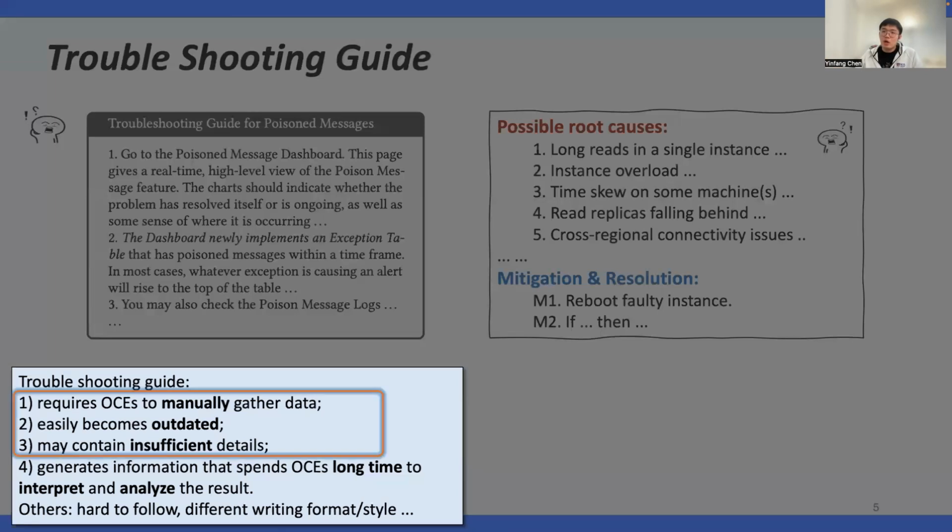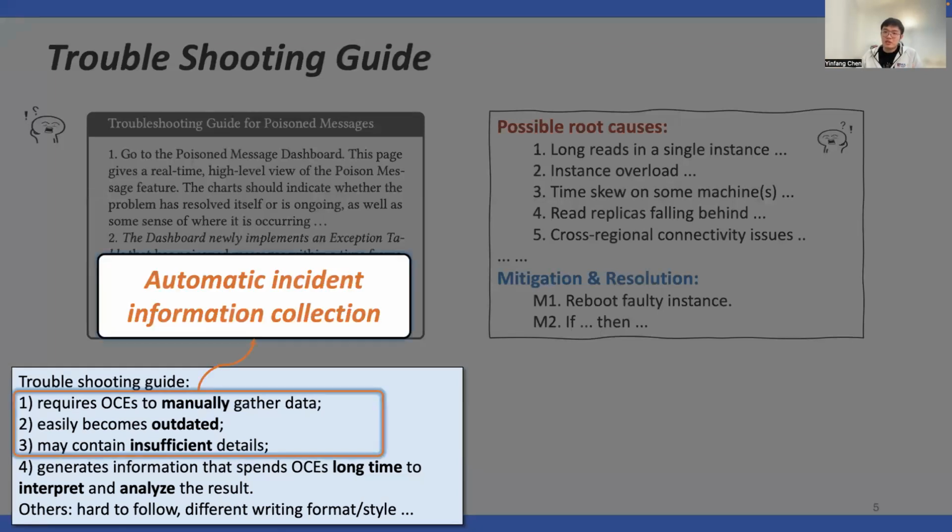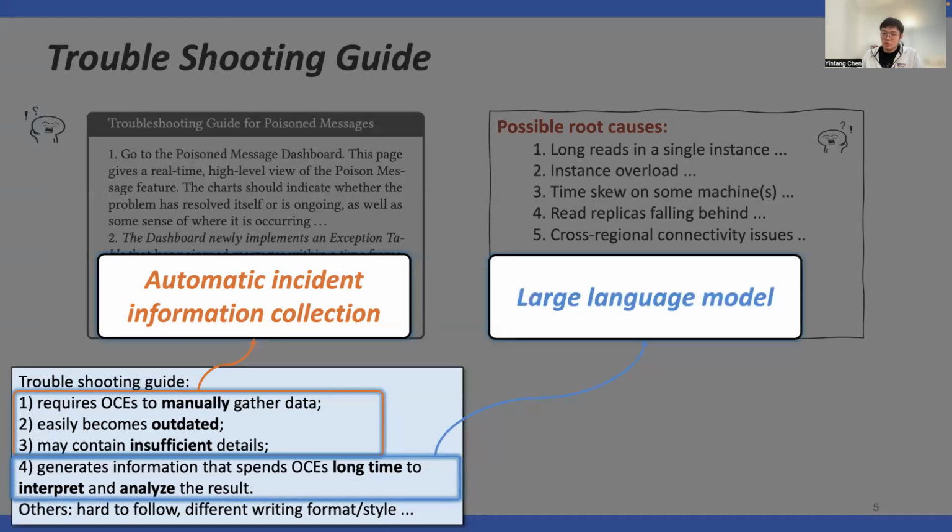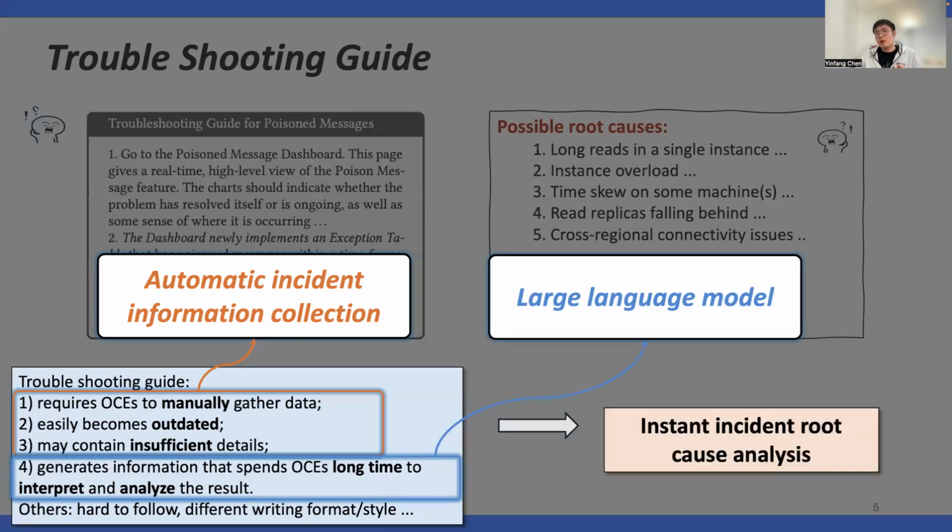In our work, we try to solve these limitations by using our framework, RCA Copilot. We try to solve the first three limitations by using the automatic incident information collection module of the RCA Copilot. And we also try to leverage the large model to help us interpret and analyze the incident-related information. I will go through these two modules later. In that case, we can achieve incident root cause analysis.